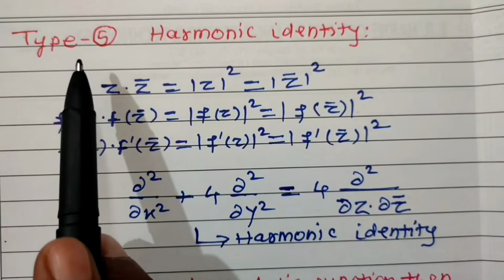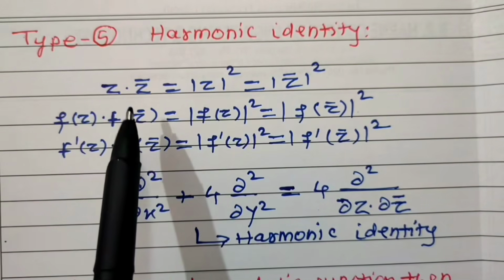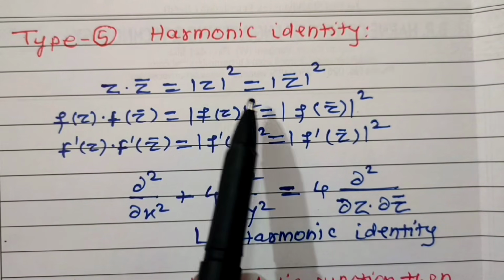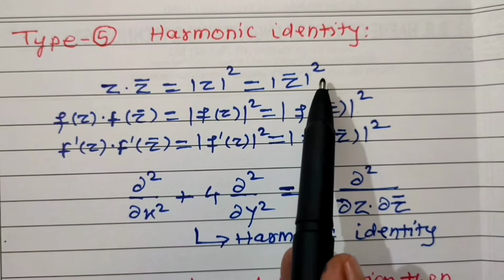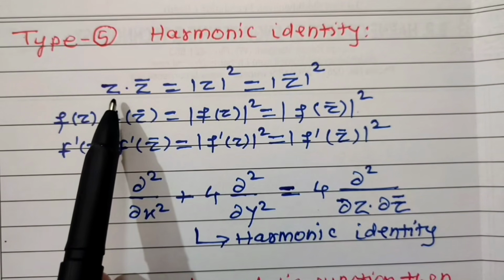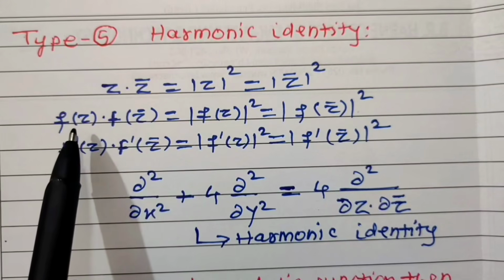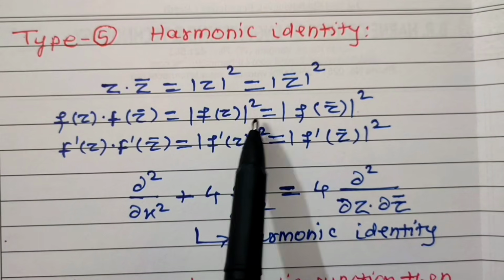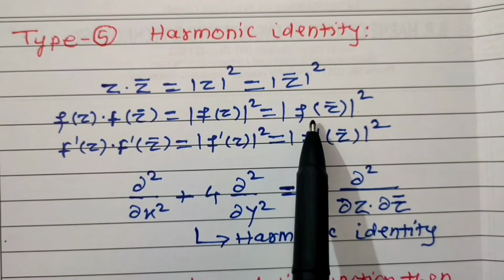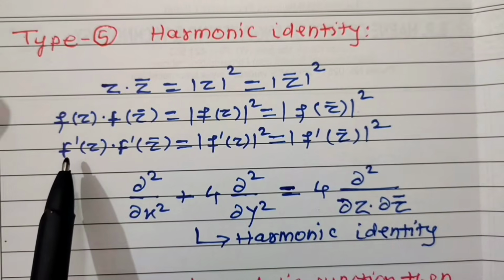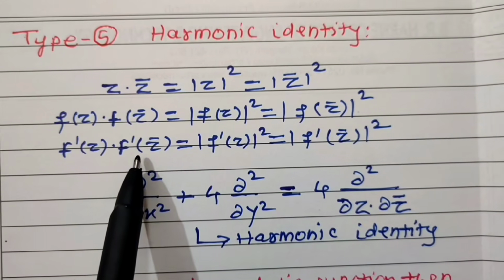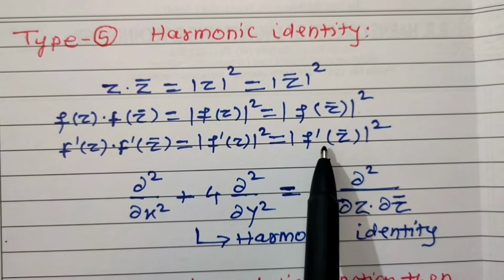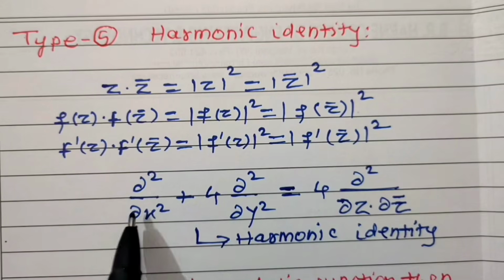The name of this type is harmonic identity. Before that, we must know z into z bar is equal to modulus of z squared, which is equal to modulus of z bar squared. Similarly, replacing z by f of z and z bar by f of z bar, f(z) into f(z bar) is equal to modulus of f(z) squared, equal to modulus of f(z bar) squared, and f'(z) into f'(z bar) is equal to modulus of f'(z) squared, equal to modulus of f'(z bar) squared, and this is the harmonic identity.